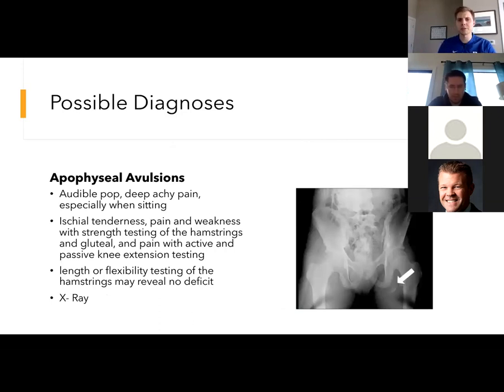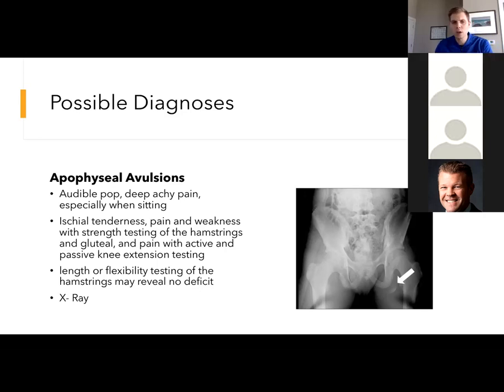Next thing we'll talk about is apophyseal avulsions. You'd have an audible pop and deep achy pain, especially with sitting. Clinical exam is going to reveal ischial tenderness, pain and weakness with strength testing of the hamstrings and glutes, and pain with active and passive extension of the knee. Length or flexibility testing of the hamstrings may actually reveal no deficit due to the loss of the hamstring origin point of anchor. So when you're taking them up, if they're not lacking any range of motion compared to the uninvolved side, it might be because that bony piece is simply dislocated from the ischial tuberosity, and so they're able to fully move through that range of motion without significant pain.